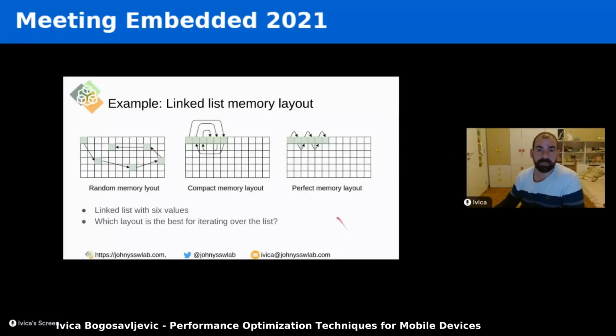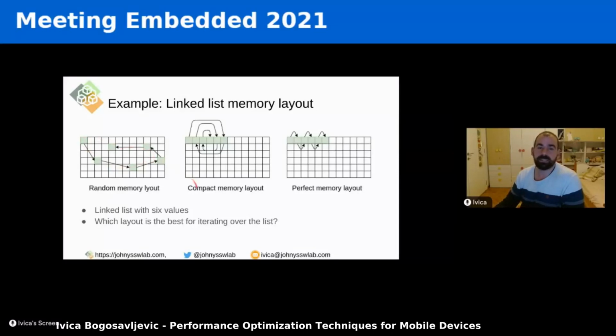Next example is linked list memory layout. So we have this linked list which has 6 nodes, 6 values, and this is how it is laid out in memory. First, it's called a random memory layout. So the nodes are just randomly put in memory. They're just random. There is no pattern here.